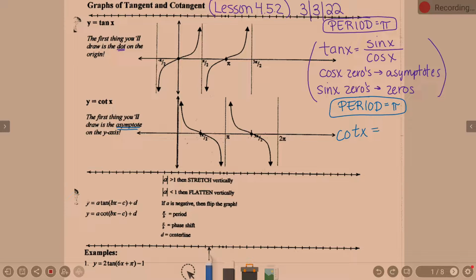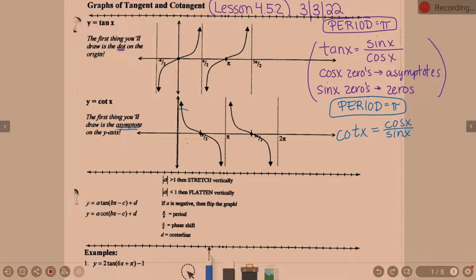Like I did up above, we can think about a fraction. If tangent is y over x, then cotangent is x over y, or in other words, cosine over sine. Well, I can do the same thing I did last time. This time, cosine is on top. So anytime cosine equals 0, then cotangent will equal 0.